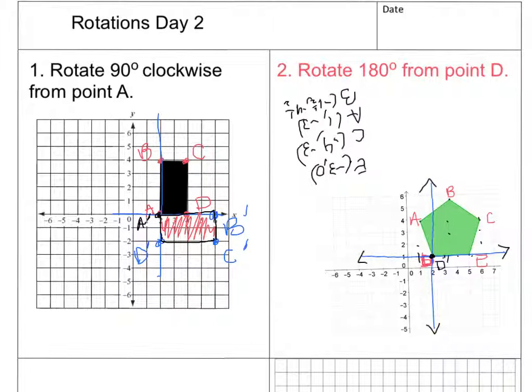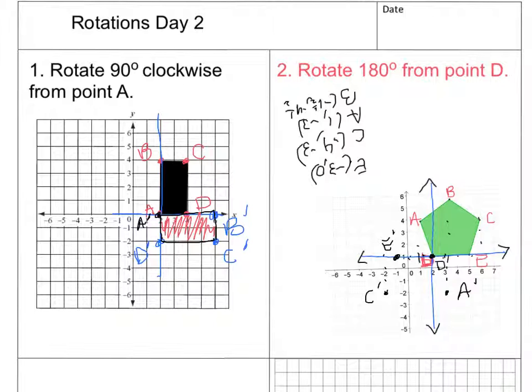So D prime is -3. So 1, 2, 3, 0. That's E prime. C is -4, -3. So 1, 2, 3, 4. 1, 2, 3. That's C prime. A is 1, -3. 1, 2. Remember, we're ignoring the black X and Y axis. We're using the blue one. If it helps you, highlight it. So that's what you use from now on.